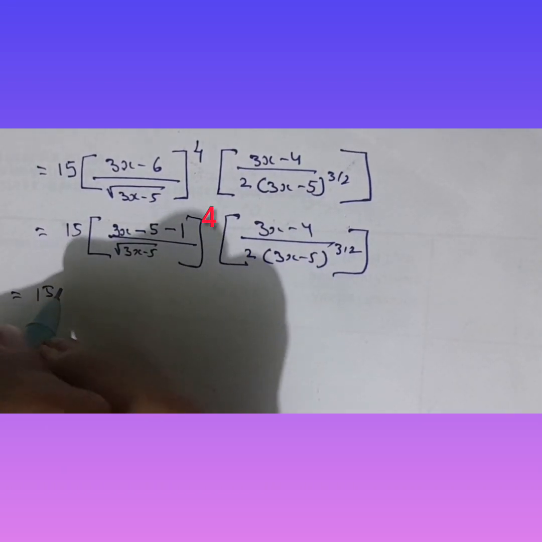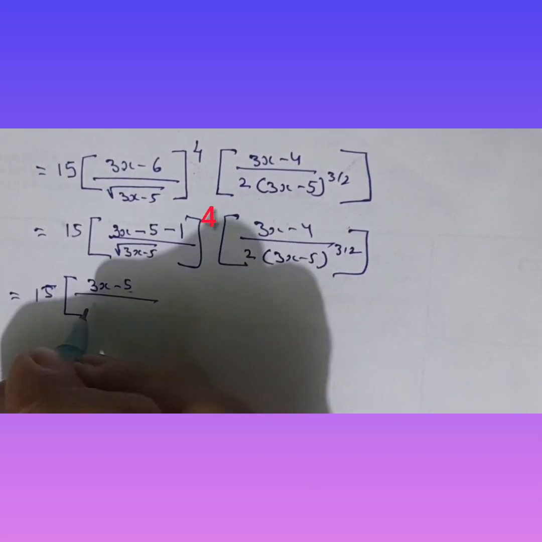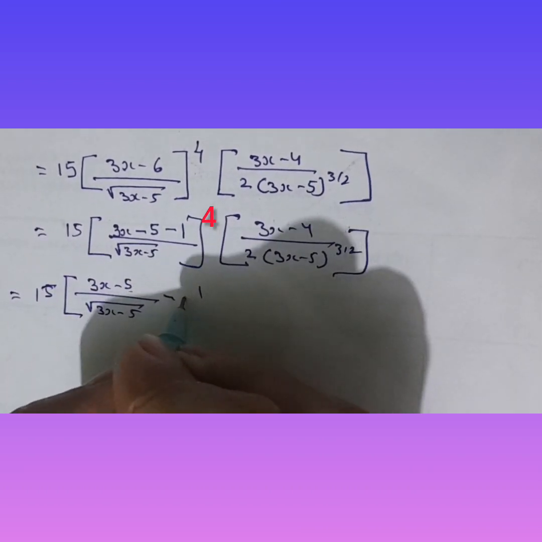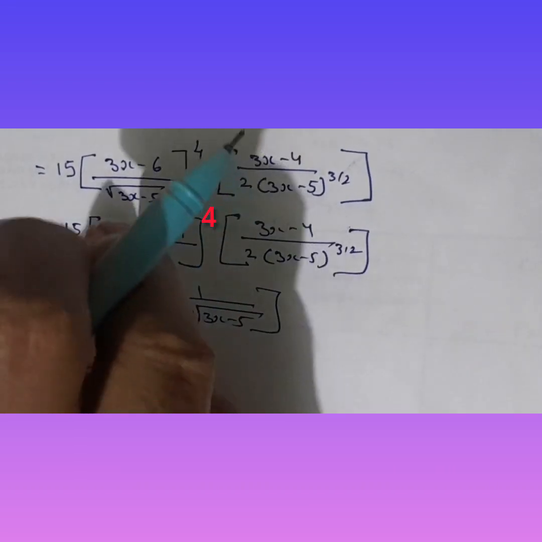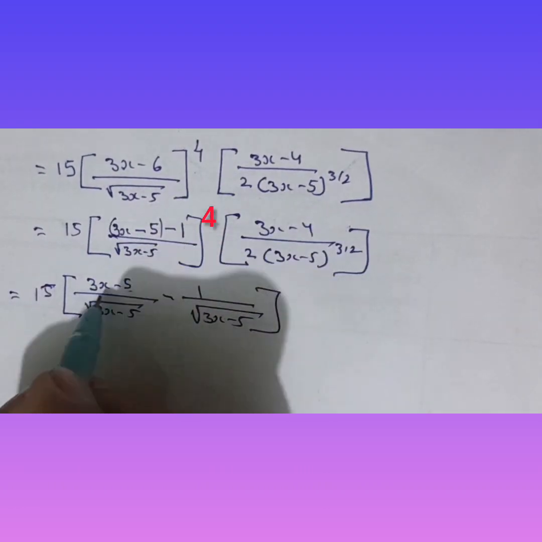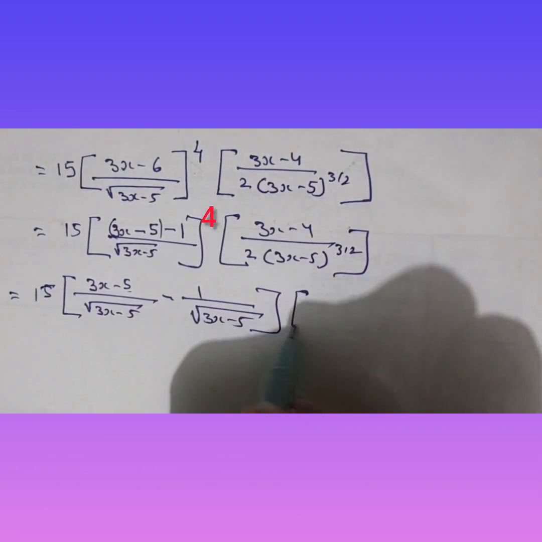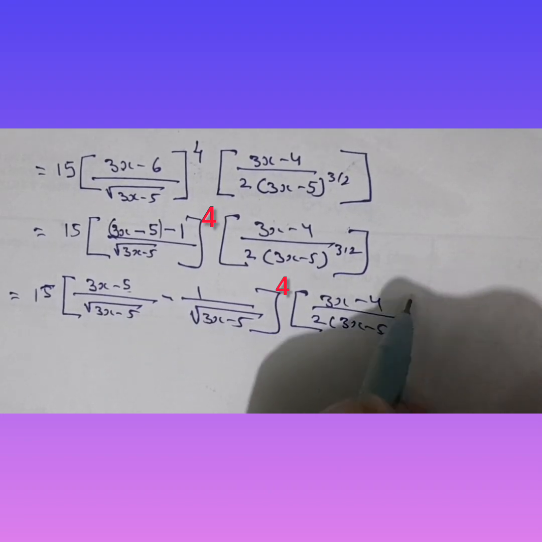Now we split it up. Now how do we split it up? 15 remains as it is, and this becomes 3x minus 5 divided by root 3x minus 5, minus 1 divided by root 3x minus 5. Alright, we just spread this up. We took this as this, and this we took there, minus staying in between. Alright, and this remains as it is: 3x minus 4 divided by 2 into 3x minus 5, 3 by 2.